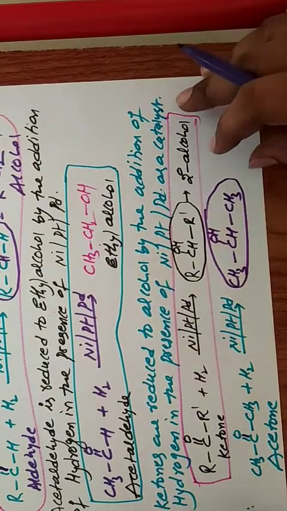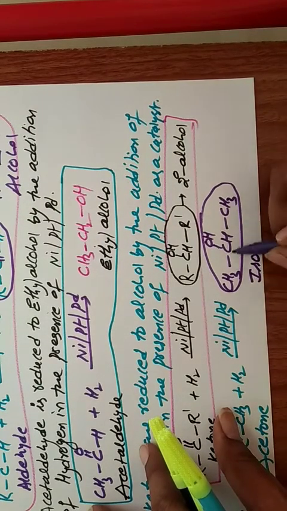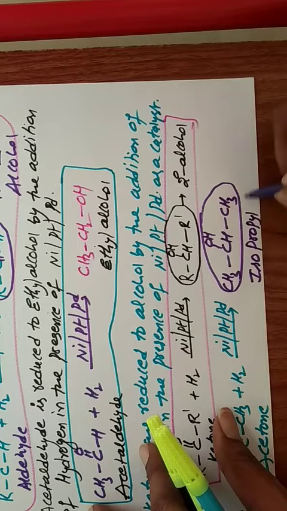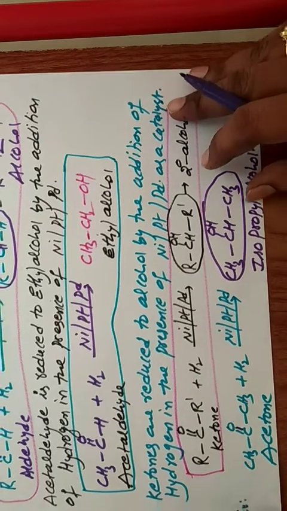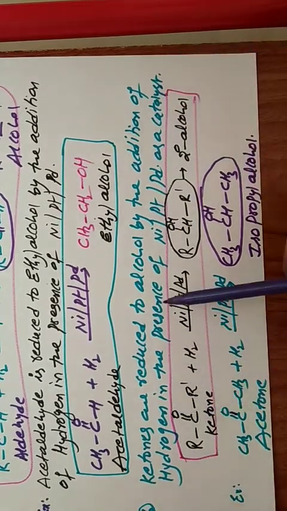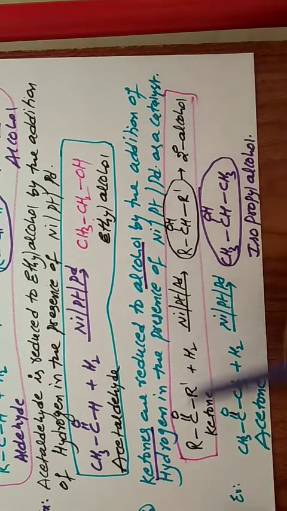What is the name of this compound? In the common system, the OH group is attached to a carbon having two alkyl groups, so the prefix is iso. Three carbons, propyl: isopropyl alcohol. So ketones are also reduced to alcohol by the addition of hydrogen in the presence of nickel, platinum, palladium as a catalyst. This is the third reaction, the reduction of carbonyl compounds.